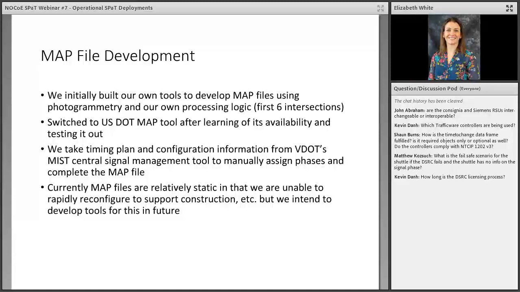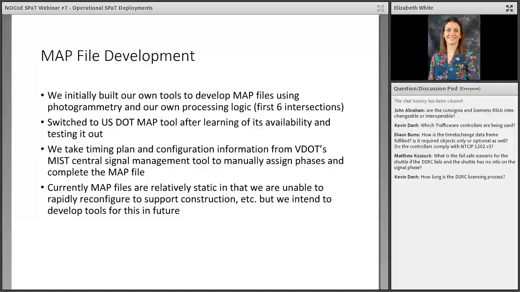So at that point, we found out that there was the UDOT map tool that had been developed, that we could use to follow the same kind of process that we had been using, but it was much faster and would follow along with the UDOT implementation standard.